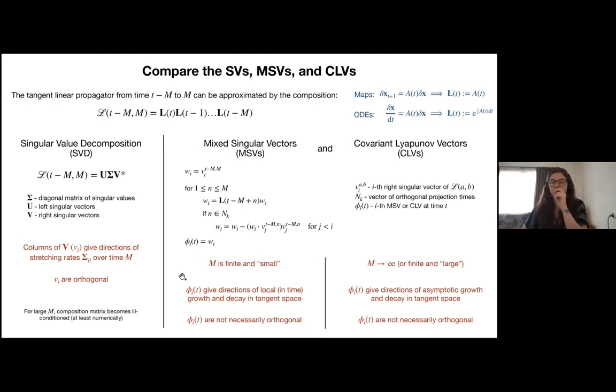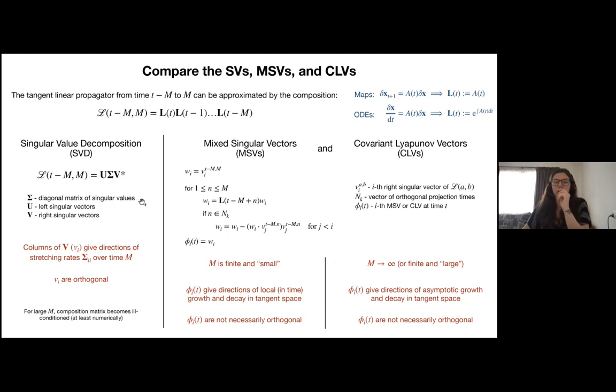And when M is finite and small, as we said, this is your mixed singular vectors. They give your directions of local in time, I guess, growth and decay in the tangent space. Whereas when you go to very large M, or to infinity, theoretically, you get the directions of asymptotic growth and decay in the tangent space. And in both of these cases, your vectors are not necessarily orthogonal. So those are the main differences that we're working with here.